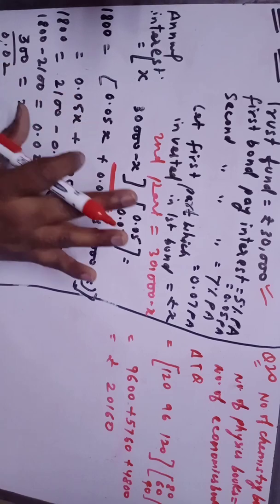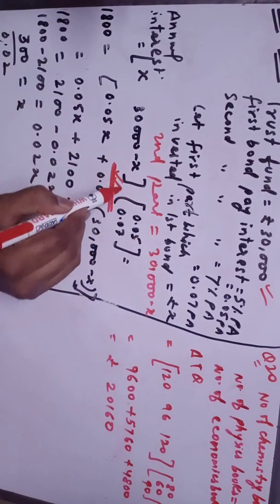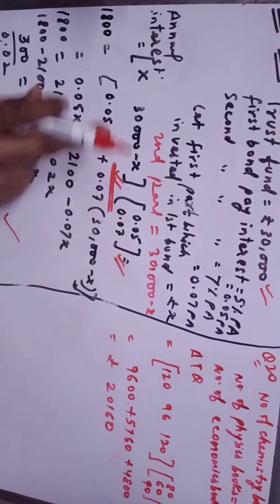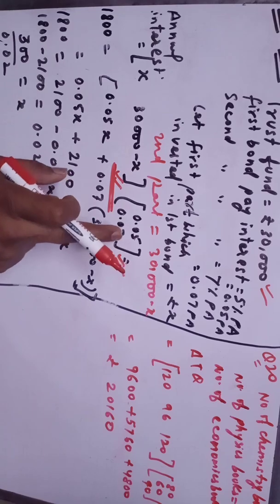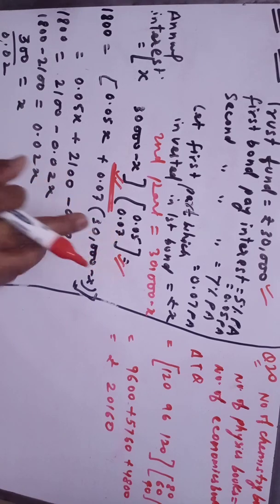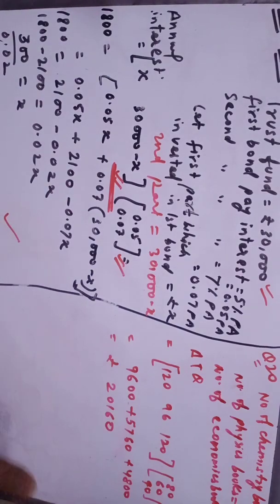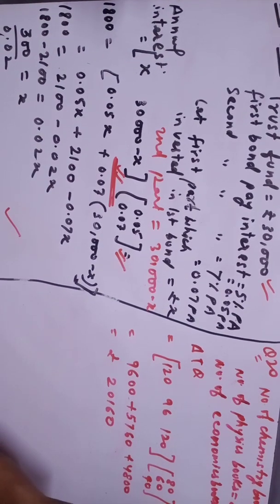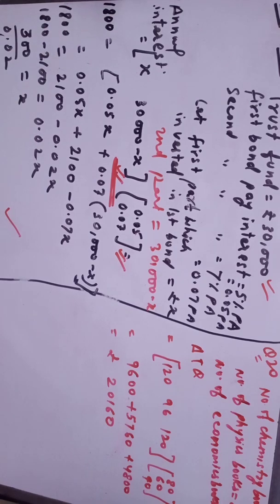So this is a very simple question. You just need to understand how we can write the two matrices. If the first is in the form of a row matrix, the second would be in the form of a column matrix. This is your annual interest. The annual interest is also given to us, so we just put in the value.